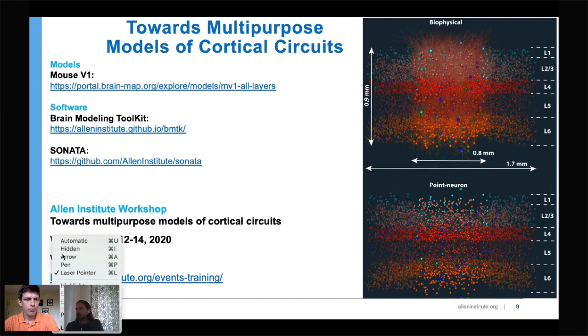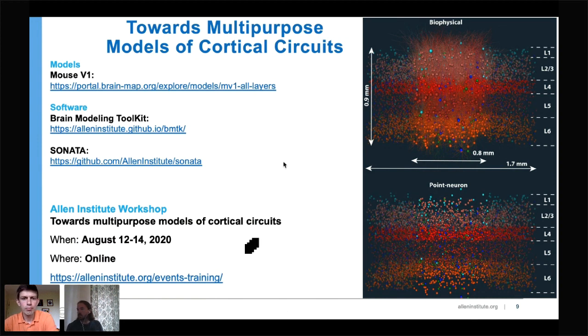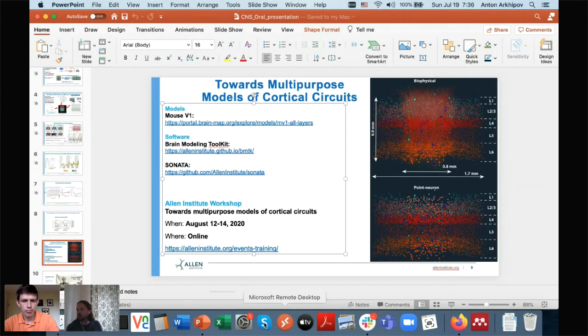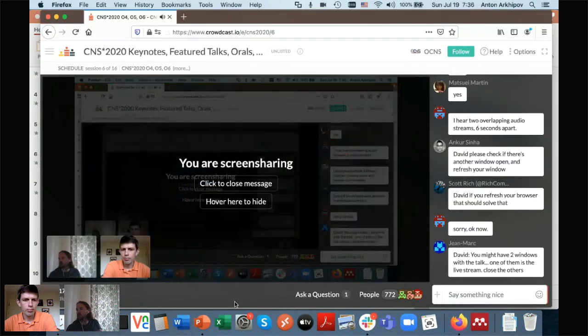So in the interest of time, I'll just read the question. To what extent could V1 connectivity be used as a proxy for a canonical neocortical circuit or column? And how much is it different from other neocortical areas?